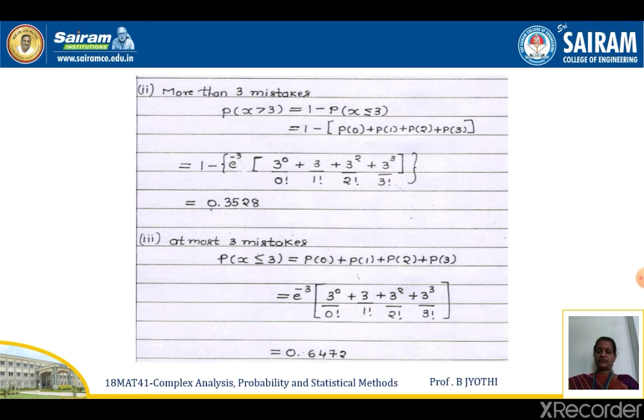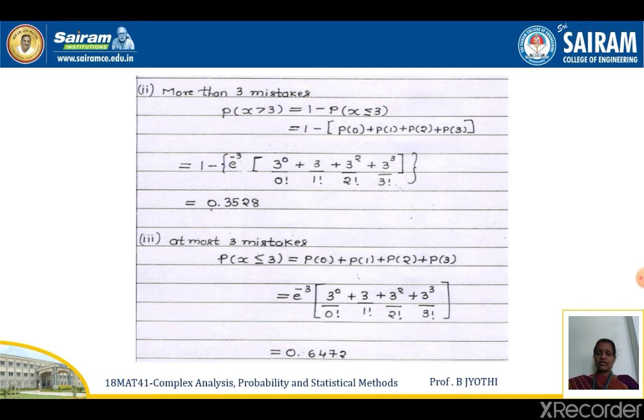So we get 0.3528. That is the probability of committing more than 3 mistakes. Next, at the most 3 mistakes. So at the most 3 mistakes means we need to take less than or equal to 3, for which we have the formula p of 0 plus p of 1 plus p of 2 plus p of 3. Less than or equal to is there, so we will take p of 3 also.